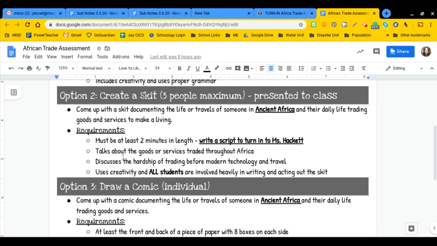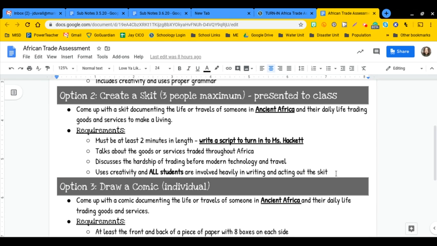In your skit, it's going to talk about goods and services that were traded throughout Africa, the hardship of trading before modern technology and travel. This all should be very similar to the first option. You do need to make sure, though, that all the students who are in your skit are involved in writing and acting out the skit.